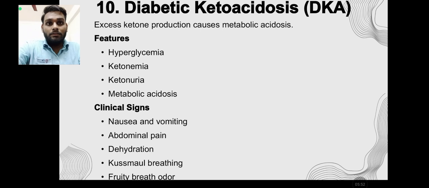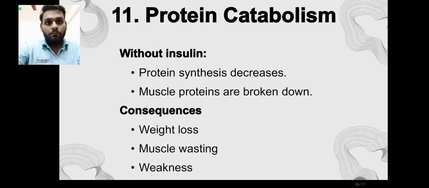The tenth and the last stage is diabetic ketoacidosis. The excessive ketone production causes metabolic acidosis. The features: hyperglycemia, ketonemia, ketonuria, metabolic acidosis. The clinical signs, as we can see in the patient: nausea and vomiting, abdominal pain, dehydration, Kussmaul breathing, fruity breath odor.